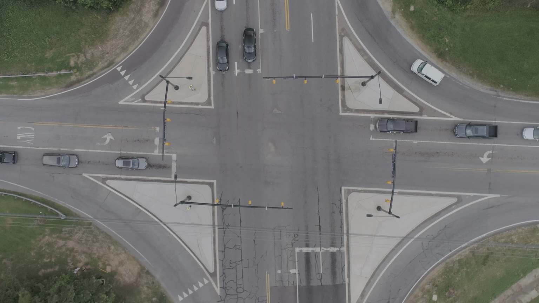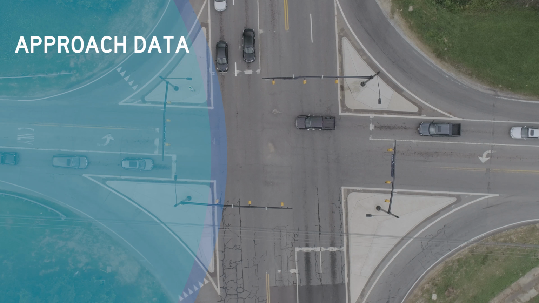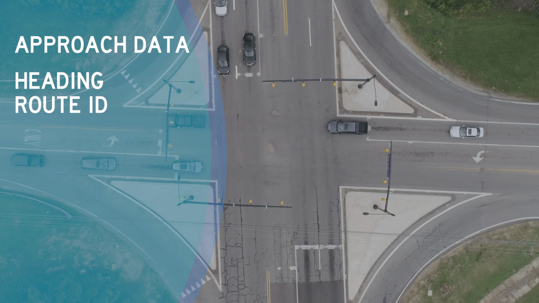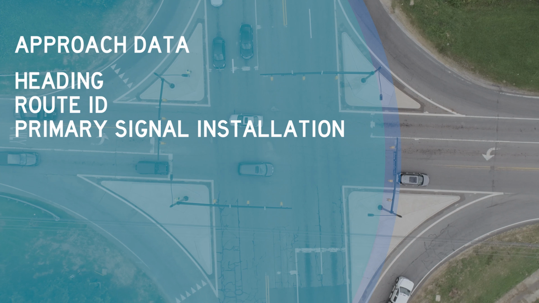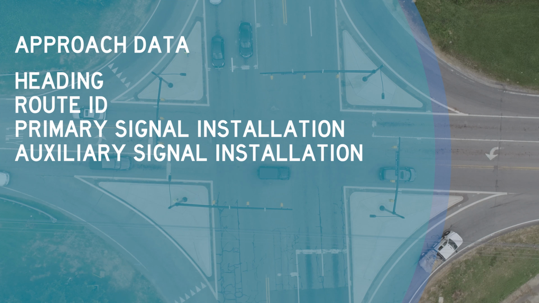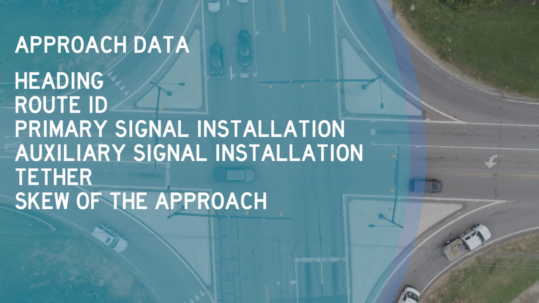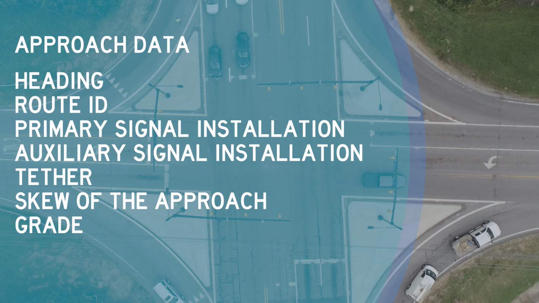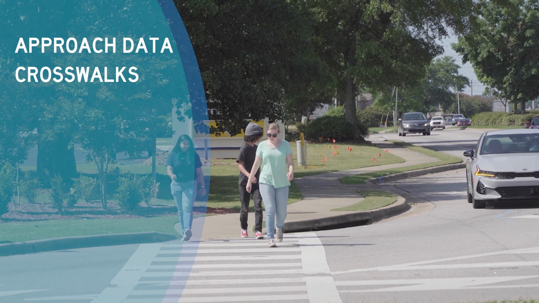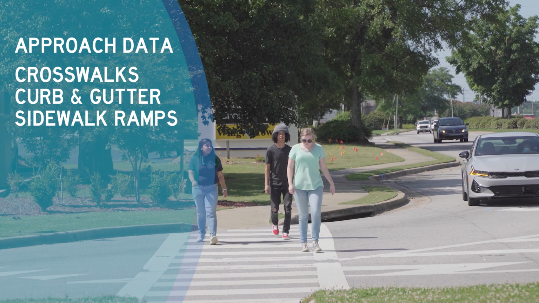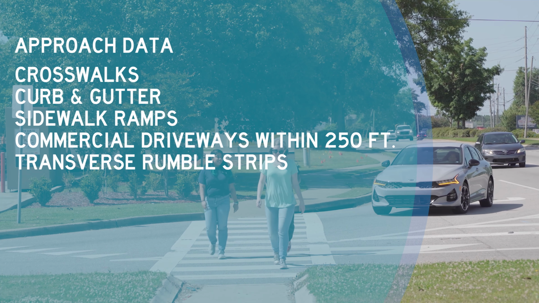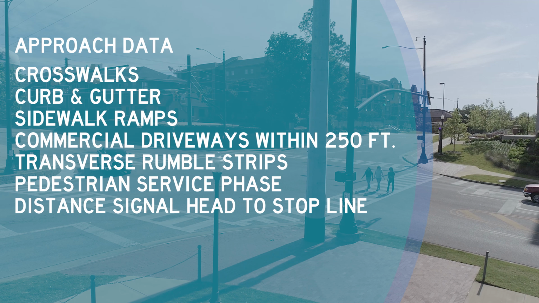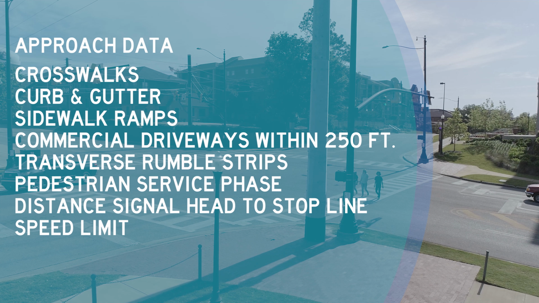Now let's look at the characteristics of the intersection. For each approach, we would need to know approach heading, the route ID, the primary signal installation, such as mast arm, pole, or span wire, the auxiliary signal installation, if the signal is tethered, skew of the approach, and the grade. We will need to check for crosswalks, curb and gutter, sidewalk ramps, commercial driveways within 250 feet of the intersection, transverse bumper strips, pedestrian service phase, average distance from signal heads to stop line, and the speed limit.